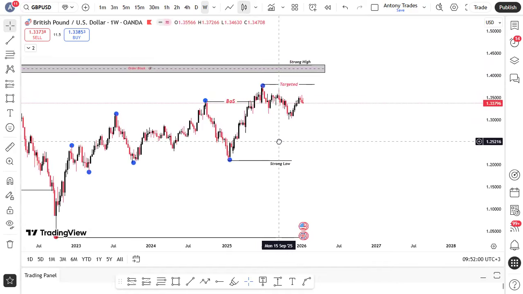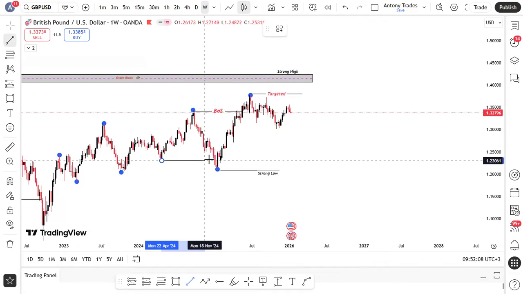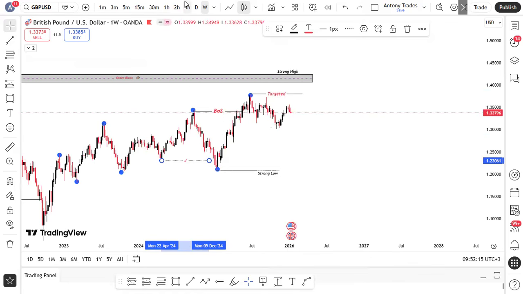Remember, we are doing the top-down analysis. Now that we have our daily range, this is a strong break of structure since it swept liquidity before pushing to break this high. So we had a sweep of liquidity down here before this break of structure.